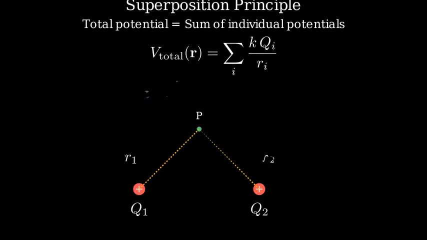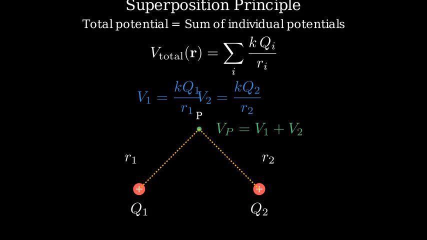Let's visualize this with 2-point charges. The total potential at point P is the sum of the individual potentials due to each charge.